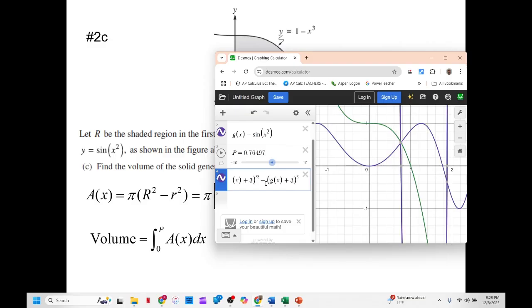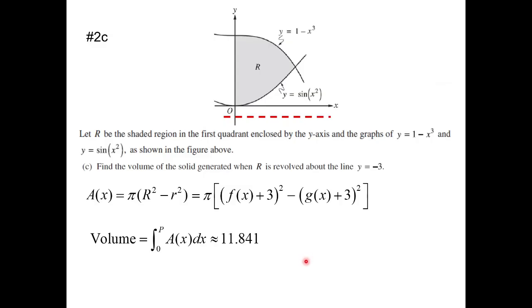And now that I've got that all set up, let me come down and do my integral from 0 to p of A of x dx. Comes out to about 11.841. So that's our volume.